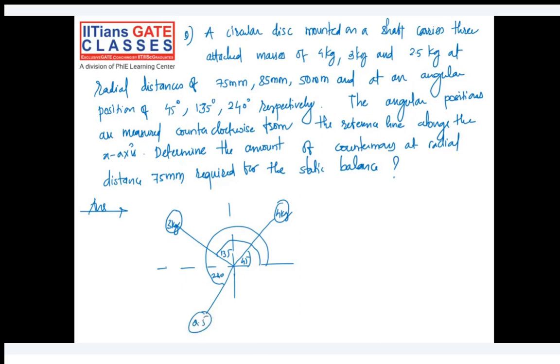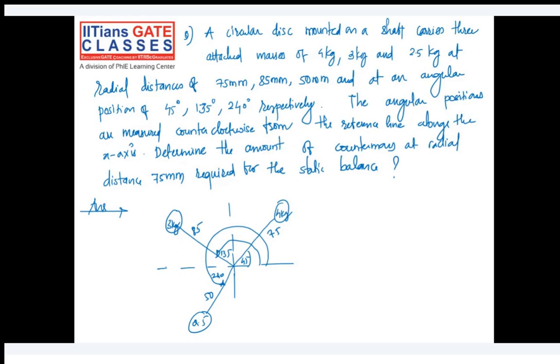Okay, so this is the situation, and their radial distances are also given. This is at 75 mm from the center. This is at 85 mm from the center. This is at 50 mm from the center. The angular positions are measured counterclockwise from the reference line along the x-axis. Determine the amount of counter mass at a radial distance 75.